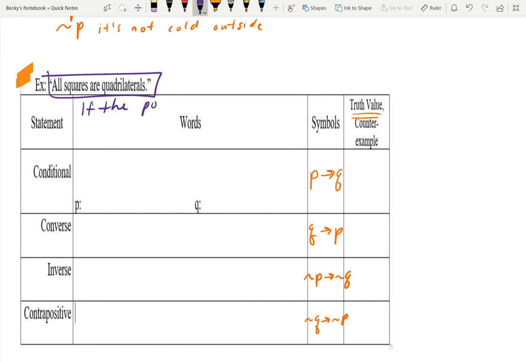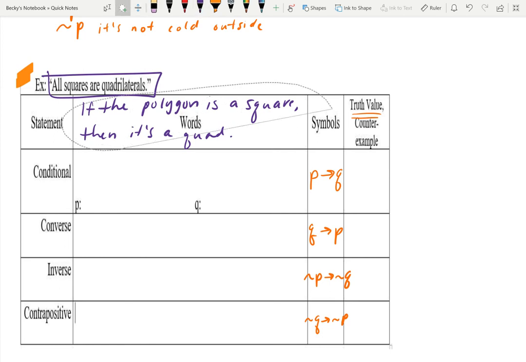If the polygon is a square, then it's a quadrilateral. And I'm going to abbreviate because I'm running out of room. That is my conditional statement. And I probably should have put that in the blank below. I wonder if I can move it.